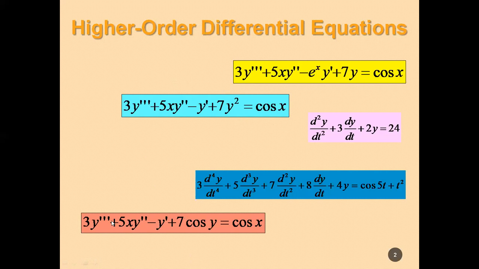Now this one is also third order, and this is also linear. So the difference of this one and this one are in the coefficients of the derivatives of the unknown function. So you can see in here that your y prime has a coefficient of -1, while in here your y prime has the coefficient of -e raised to x. The rest of the coefficients are the same. So they are said to be homogeneous and linear higher order differential equations.